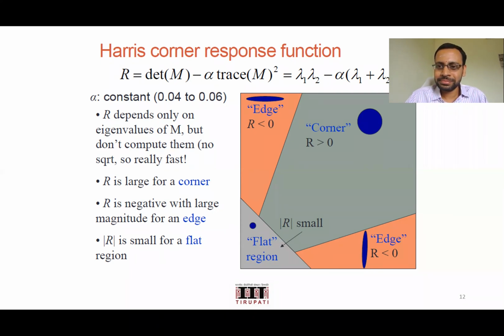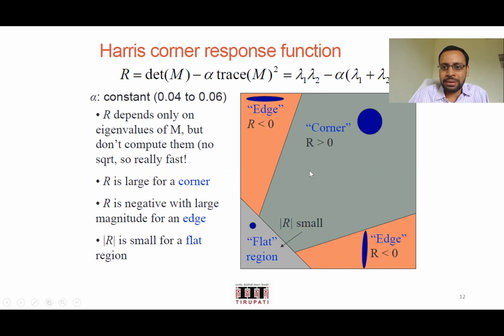A plus D. That's all, A plus D, correct. So for this, to compute this R value, I don't have to explicitly compute lambda 1 and lambda 2. Now look at how you could interpret the relative values of lambda 1 and lambda 2.